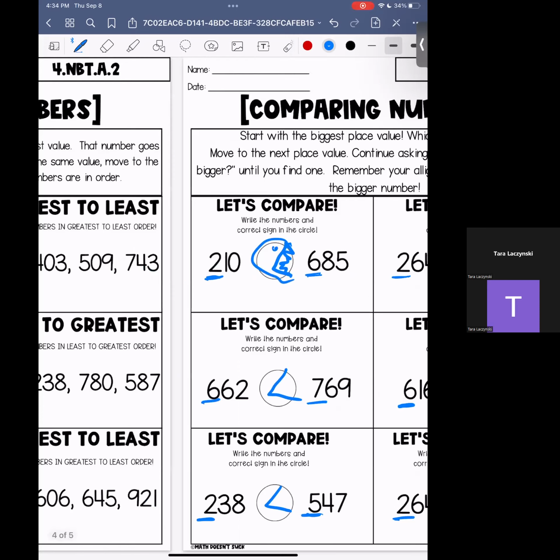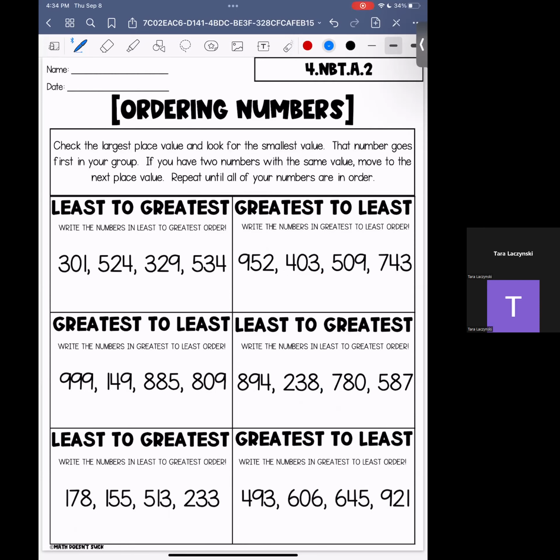All right, sweet faces, let's take a look at some ordering. The biggest thing that we need to really pay attention to is which way are we being asked to order? Are we being asked to order least to greatest? Or are we being asked to order greatest to least? We want to make sure each question we take a second to ask ourselves, okay, which way do they want us to order our numbers?